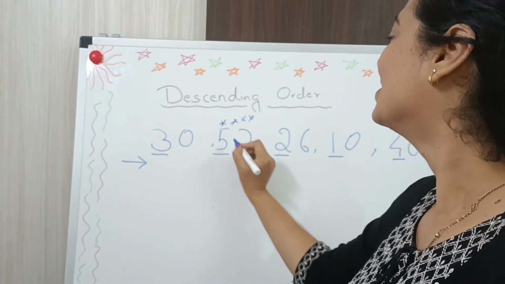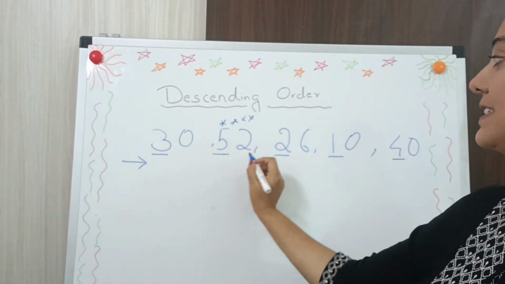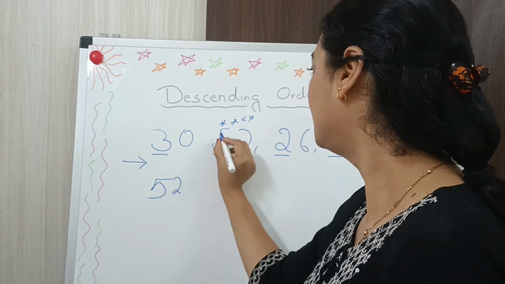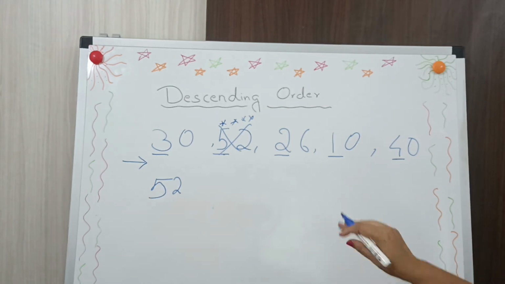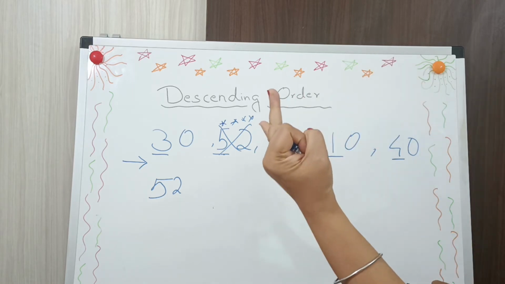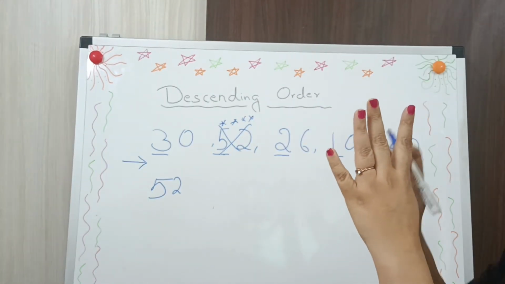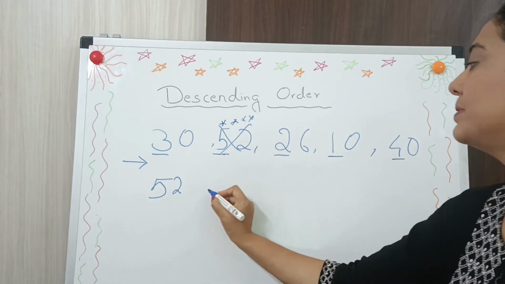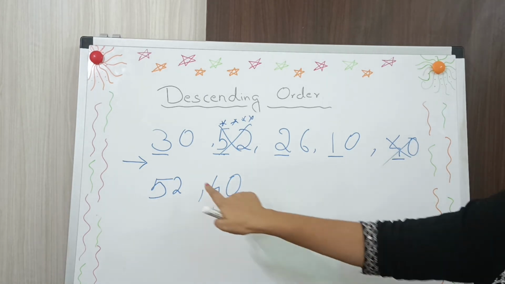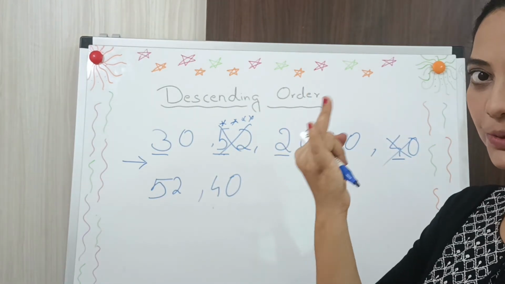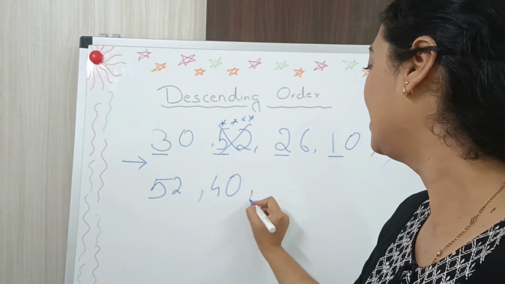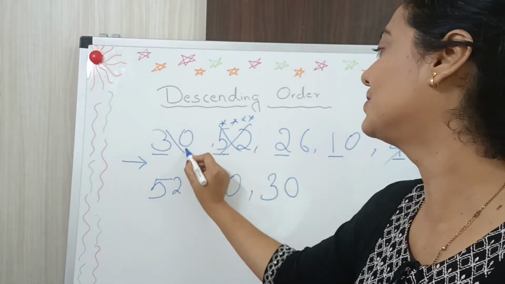Wow, that's nice. So 52 is the biggest number in all of this. So I will write it down. 52. Cut it down. Done. Now we check 3, 2, 1, 4. 1, 2, 3, 4. Means 4. 4 is the next biggest number. It's done. Now we have 3, 2, 1. 1, 2, 3. Right? So 3 is bigger than 2 and 1. So it's 30. Now it's also done.